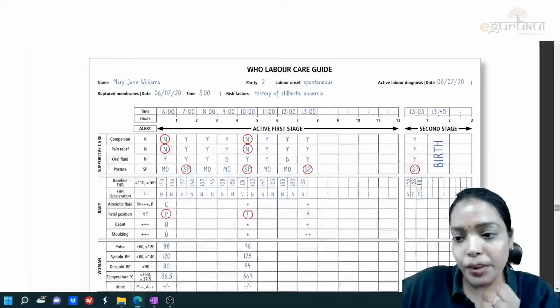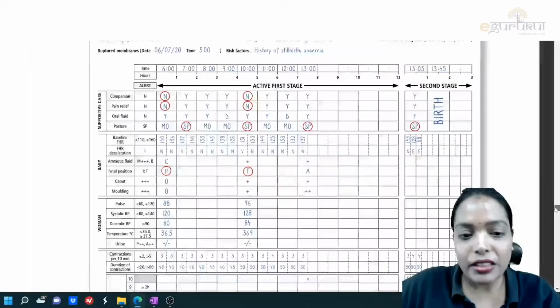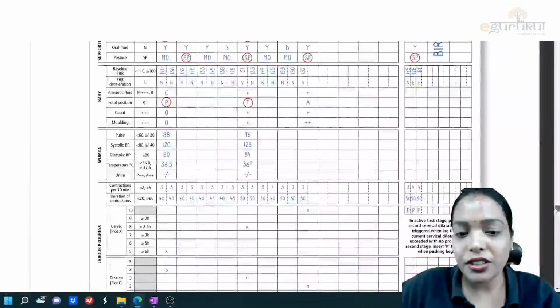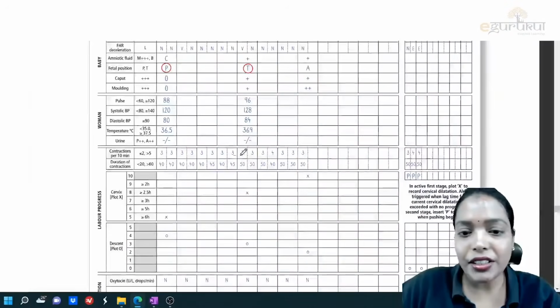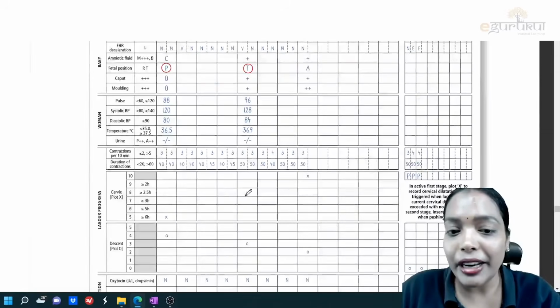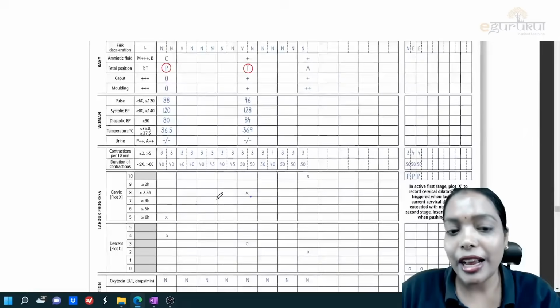Next, coming to the pulse rate and all. So pulse, blood pressure, temperature, all were in normal range. Contractions were also 3 contractions lasting for 50 seconds, again in normal range. Now after 4 hours, she has become 8 centimeters. So she has progressed. It is not an alert. Very good progress.